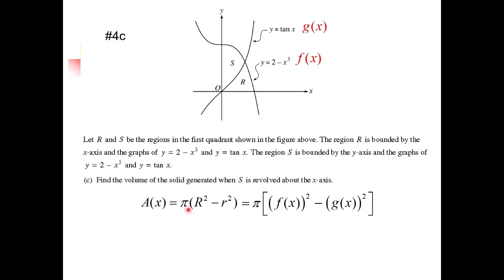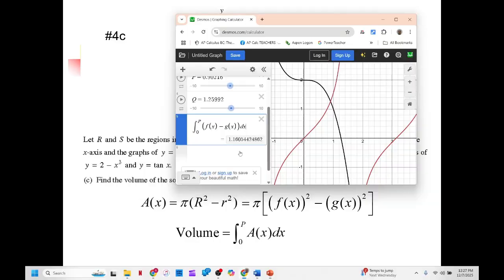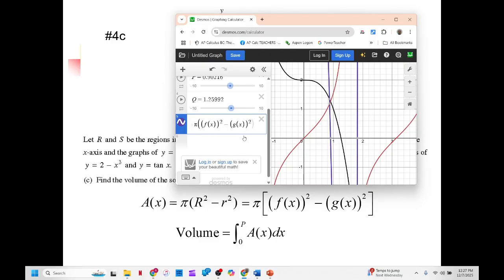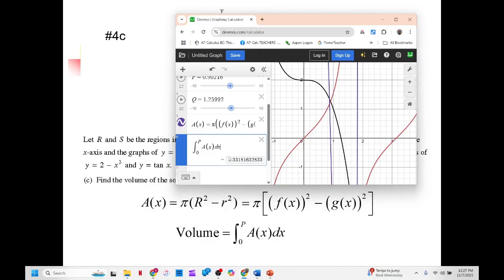This is my area function now, A of x, that I can just integrate. So I've got the integral from 0 to p of A of x dx, and that just goes straight in the calculator now. Let me start by writing out my A of x function. That's going to be pi times, and in here we've got parentheses f of x, close parentheses, square that, minus parentheses g of x, close the parentheses, square it. So I've got my A of x defined, and let me just make one more parentheses there. Now I need to do the integral from 0 to p of just A of x dx, and that's about 8.332.